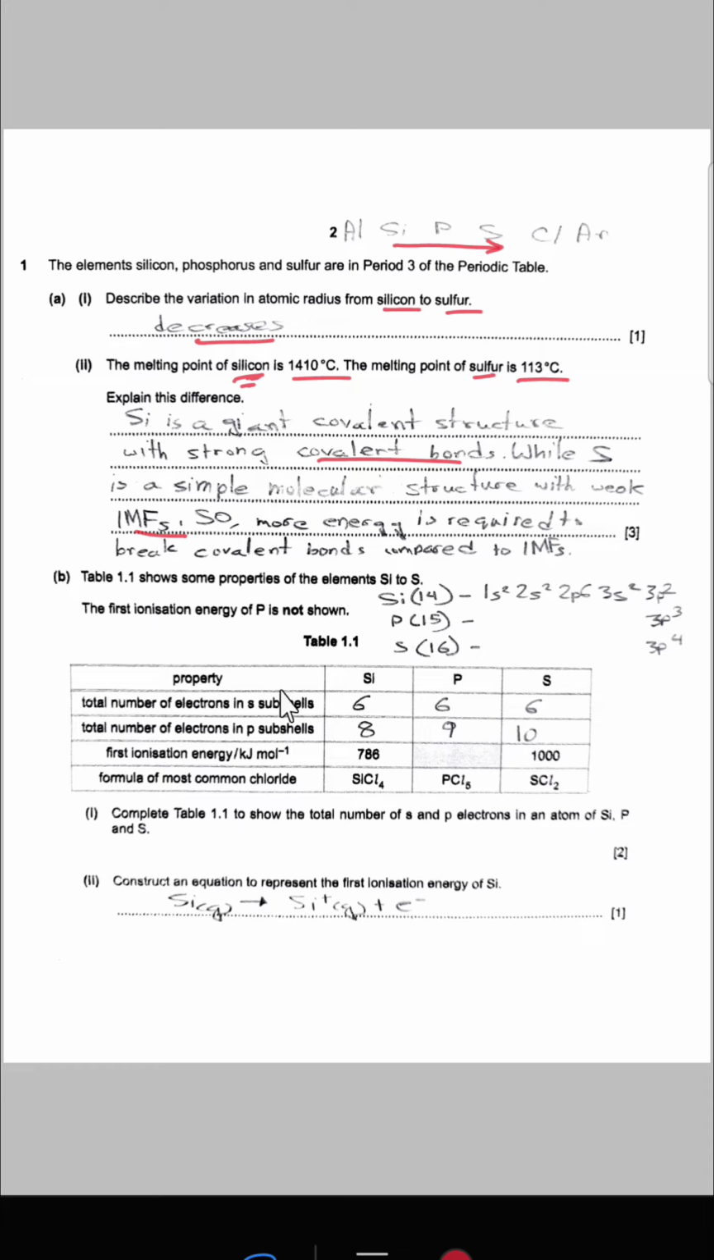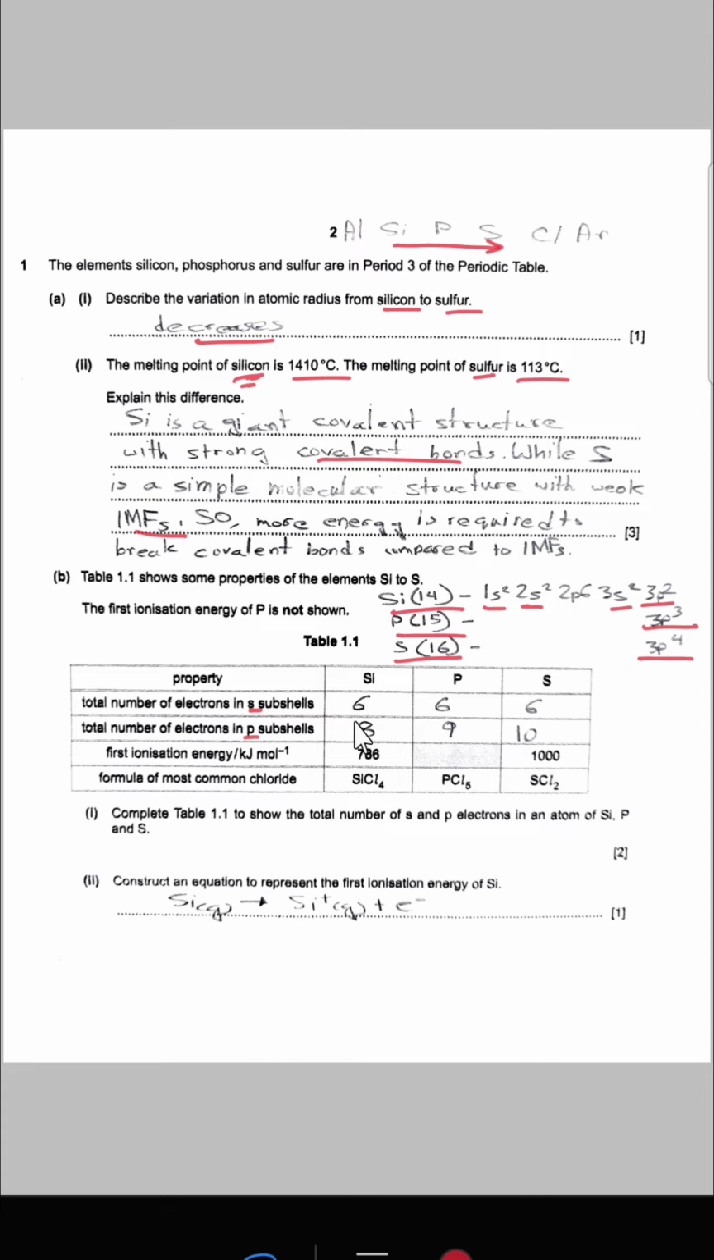Then here we have to state the number of electrons. For silicon there are 14 electrons, phosphorus 15 and sulfur 16 electrons. After arranging the electrons in the orbitals, silicon contains 3p2 in the last orbital. Phosphorus contains one more electron, so it has 3p3, and sulfur has 3p4. The total number of electrons in s subshells for silicon is 1s2, 2s2 and 3s2, in total 6 electrons. Phosphorus and sulfur also contain 6 electrons in s orbitals.